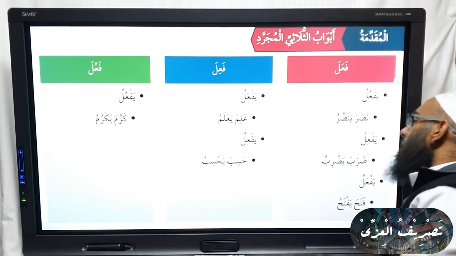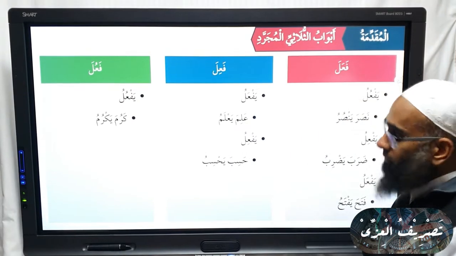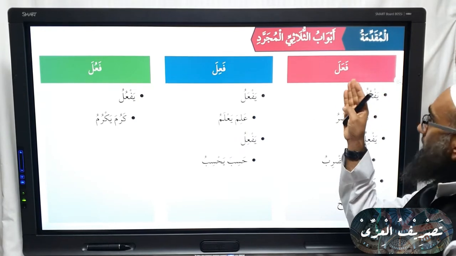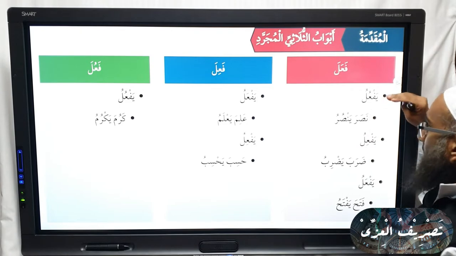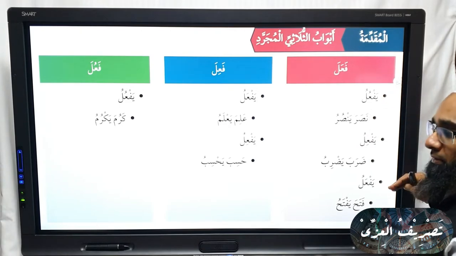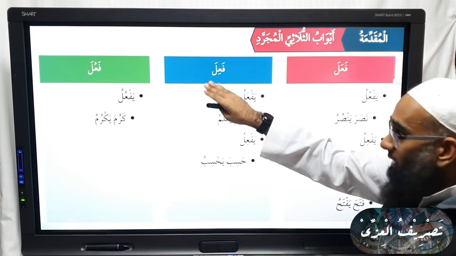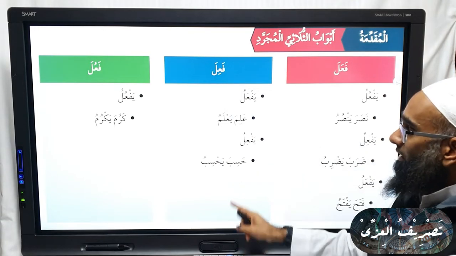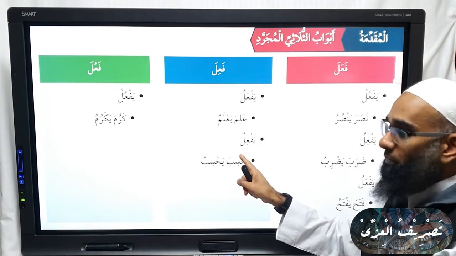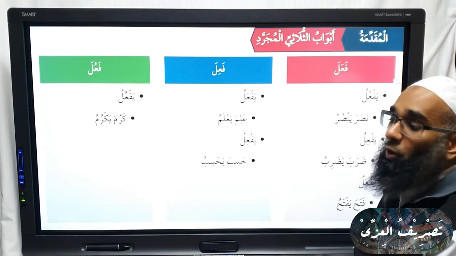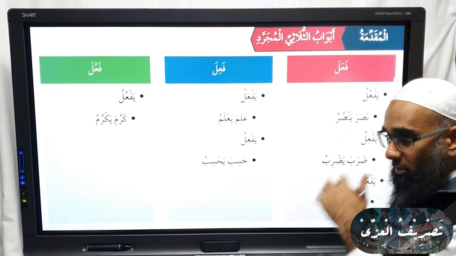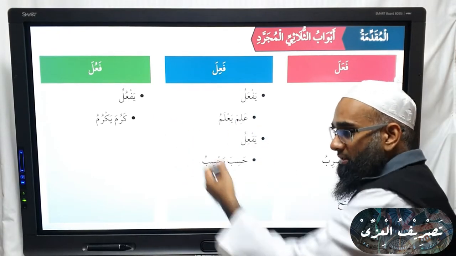So now based on this, what do we have? We have different combinations. We have fatha in the madi, and then dhamma, kasra, fatha in the mudari. You have kasra in the madi, but in this mudari it doesn't have a dhamma. It only has yaf'alu and yaf'ilu. And when you have fa'ula, the dhamma in the madi, the mudari also has a dhamma. Yes? So altogether it's 3, and 2 is 5, and 1 is 6.